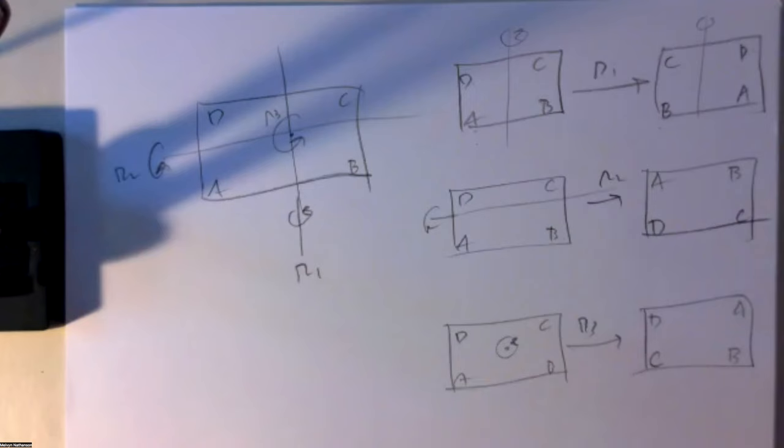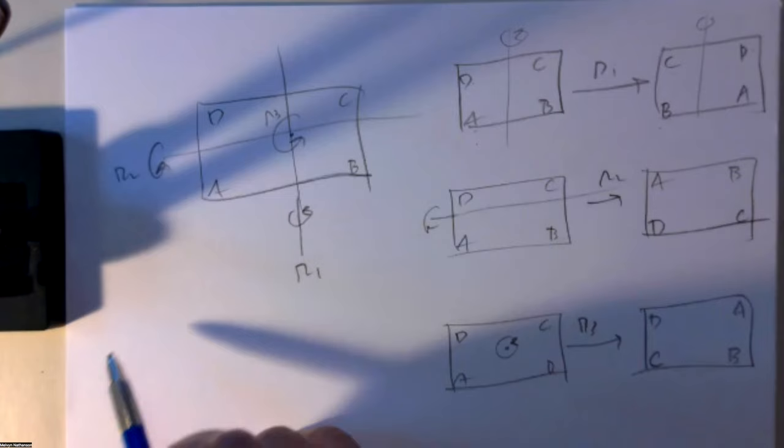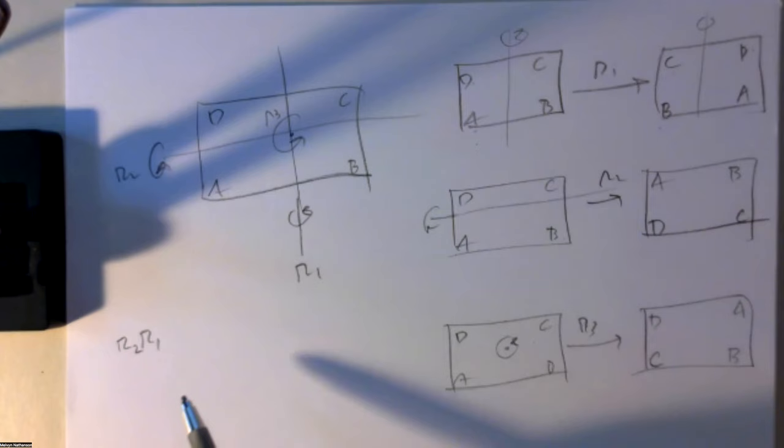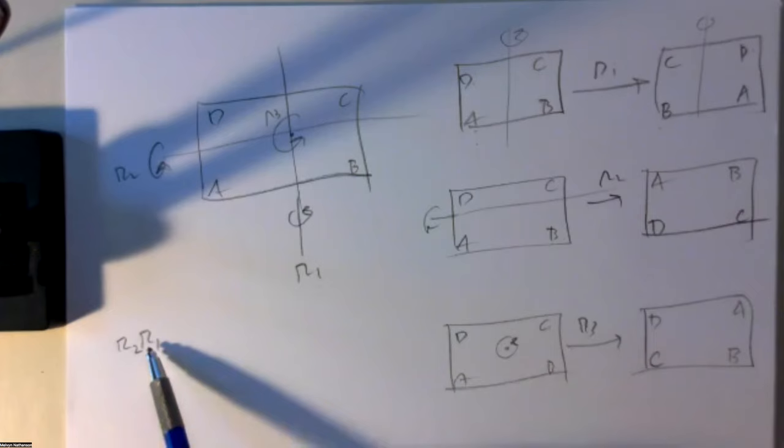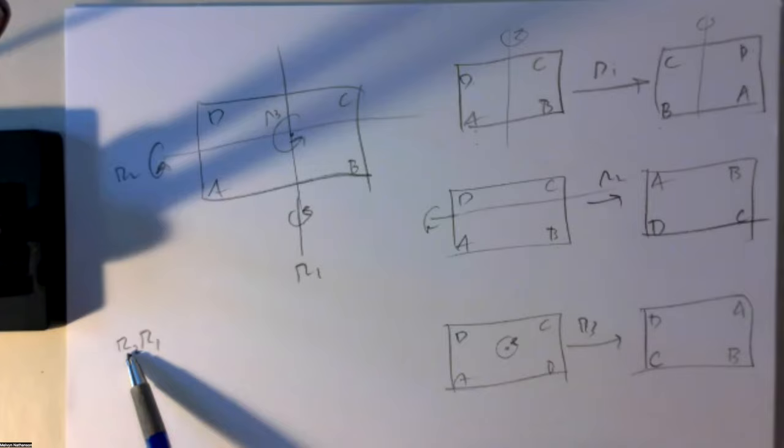Okay. All right. Now, suppose we do this. Suppose we do R1 followed by R2. This is just the same notation as you use in calculus. It's like composition of functions, like a function applied to the rectangle. So first you apply R1, then you apply R2.